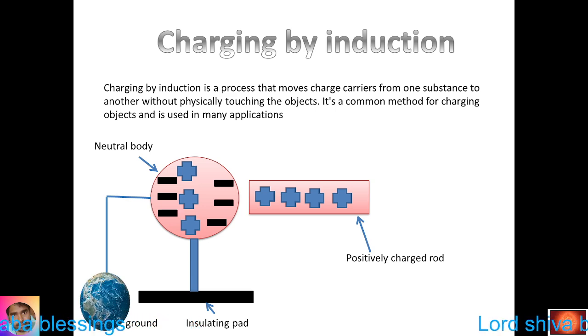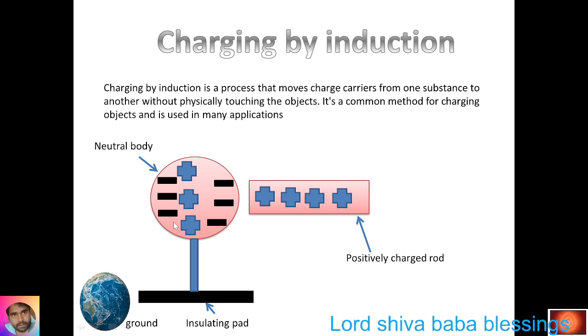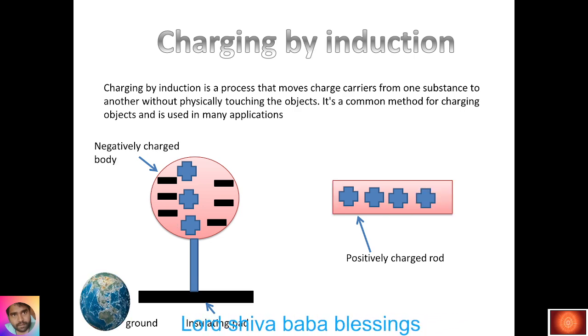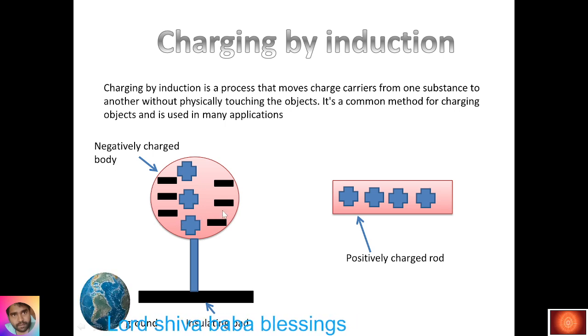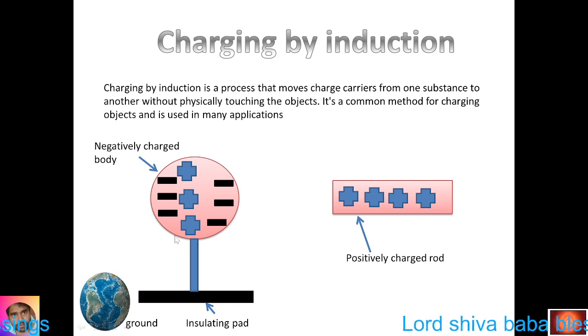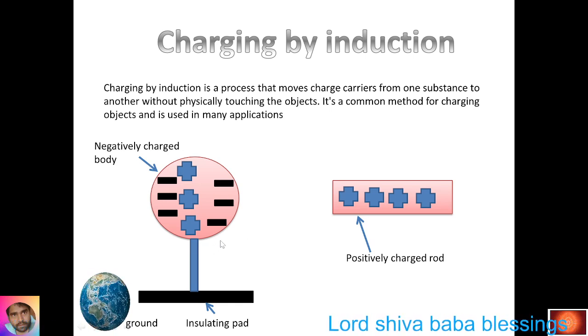The moment it becomes neutral, we need to remove the connection and bring the rod away from this. Now look over here. There are more negative charges when compared to positive charges. So what does it mean? It is negatively charged. So this is how we will be charging by induction.